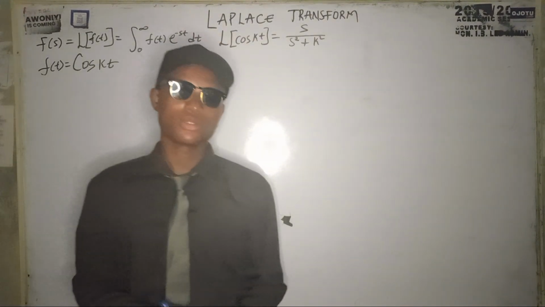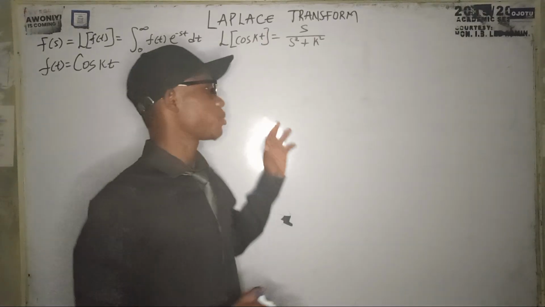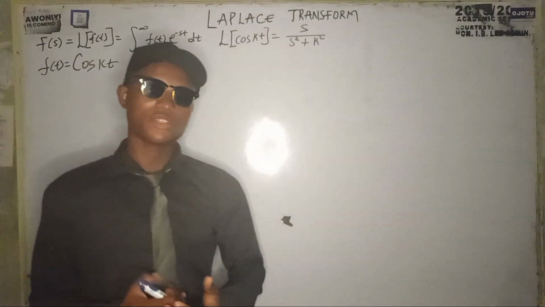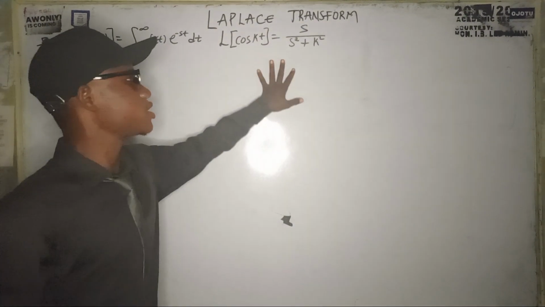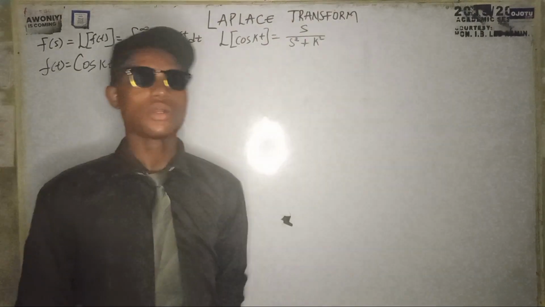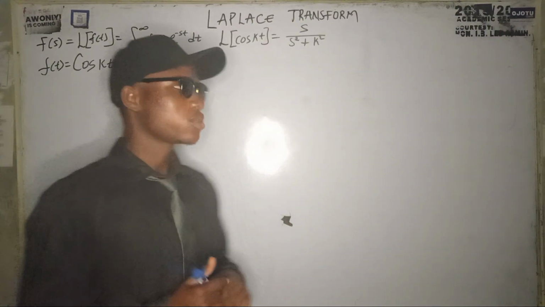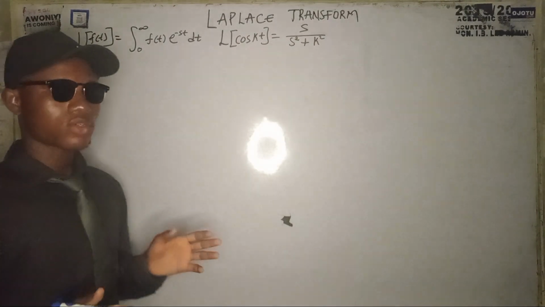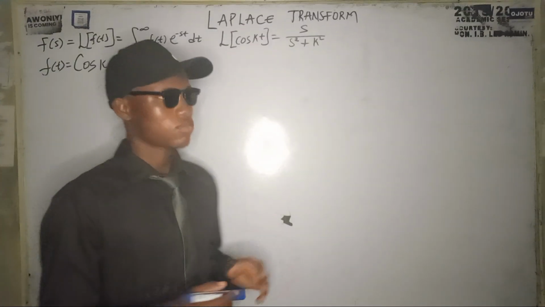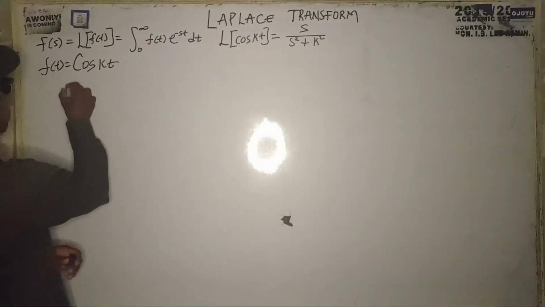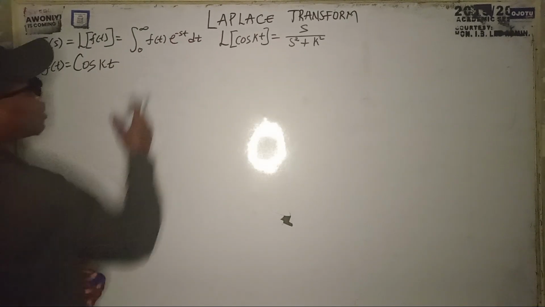Welcome back to my YouTube channel, and today we are going to be proving the Laplace transform of cos kt is equal to s over s squared plus k squared. So now we're going to be using integration by parts as usual. First of all, we put it into the Laplace main form.